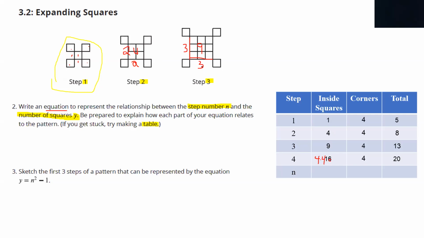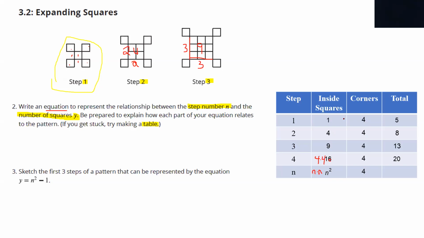In step 3, we have 3 columns, 3 rows. And in step 4, we have 4 columns, 4 rows. So in step N, we will then have N columns and N rows, which will give us a total of N squared inside squares. So how many total corner squares? If we follow the pattern, there would be a total of 4.